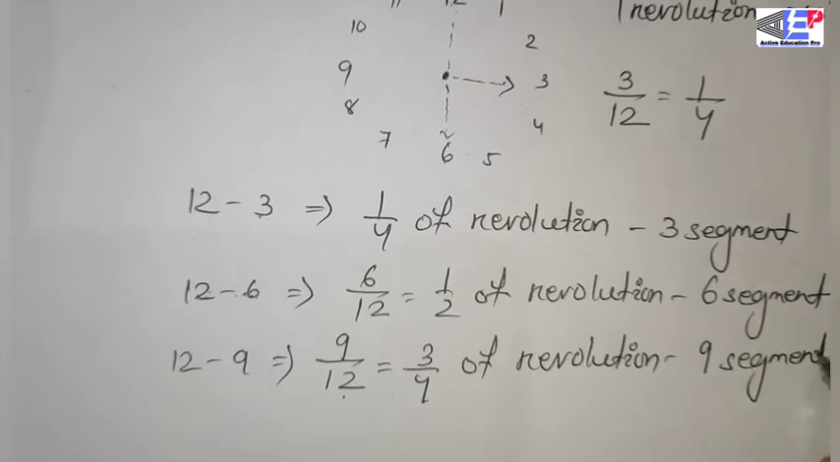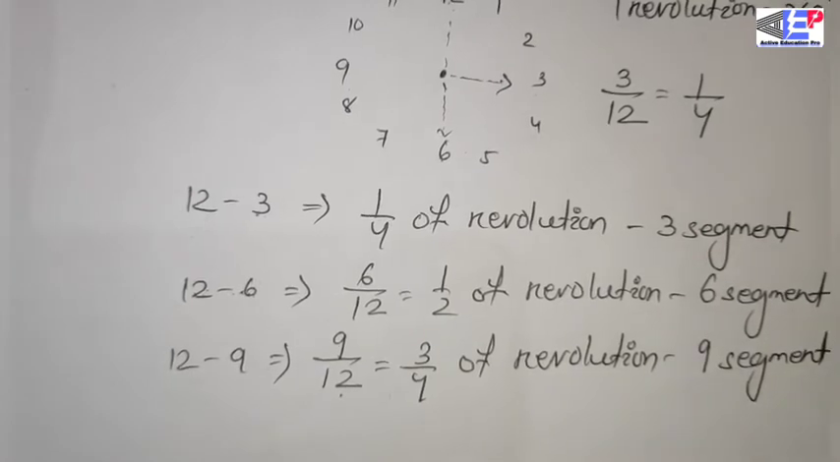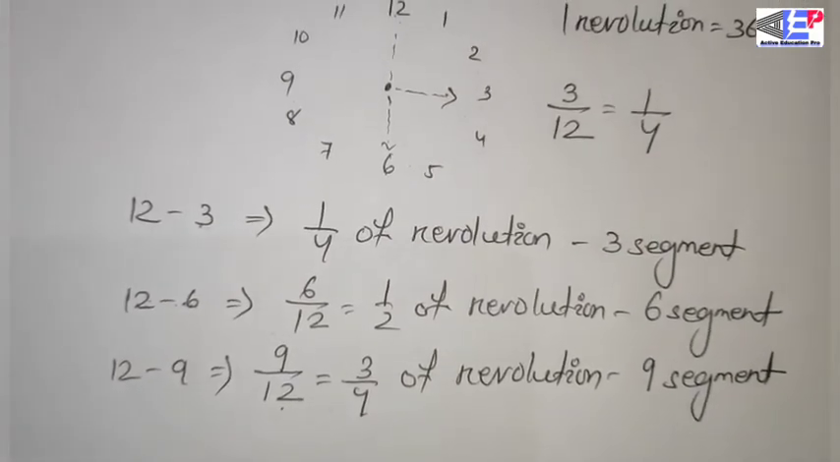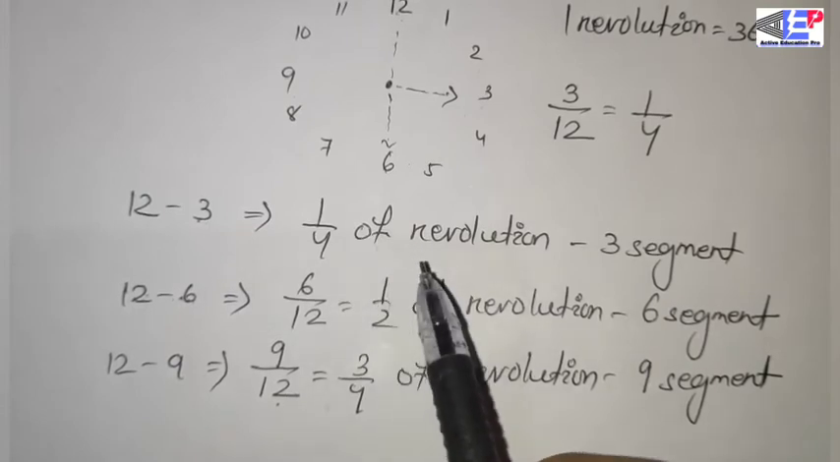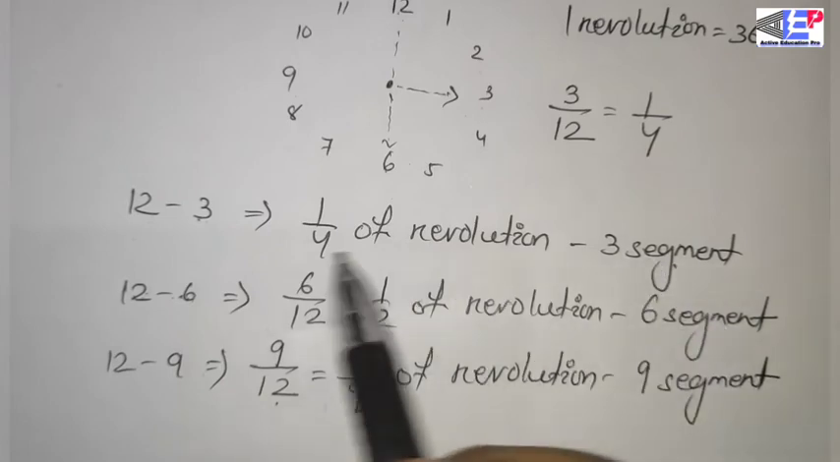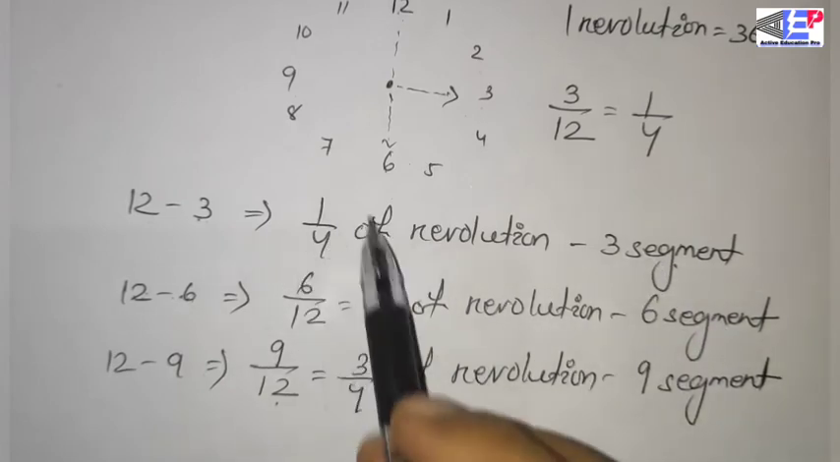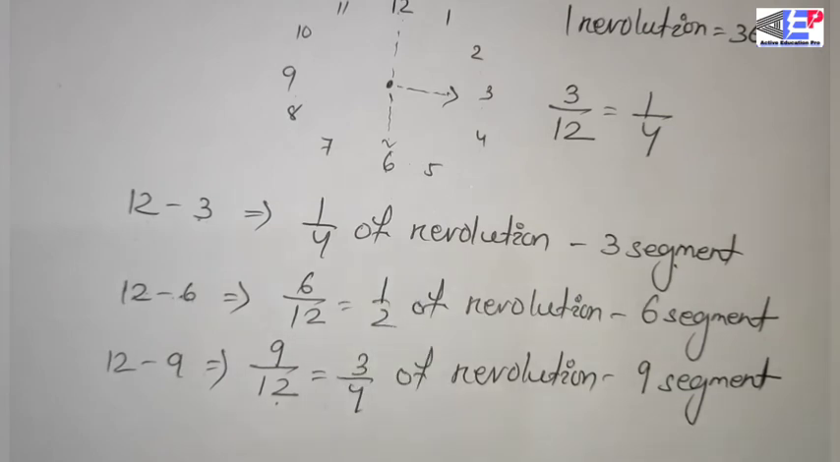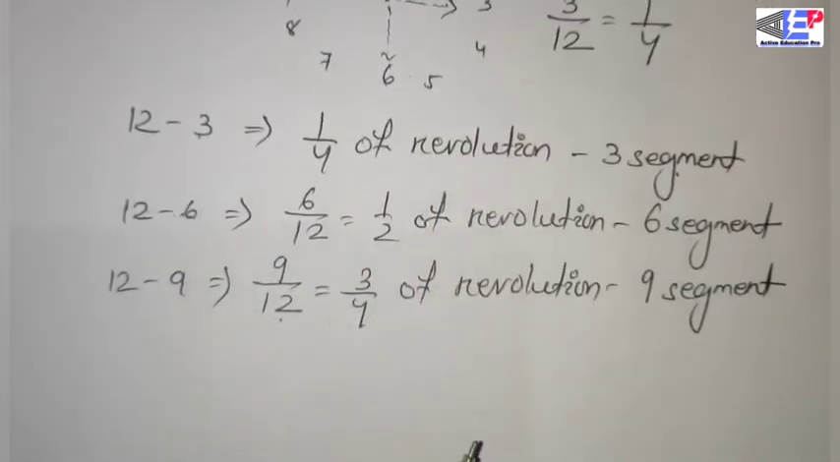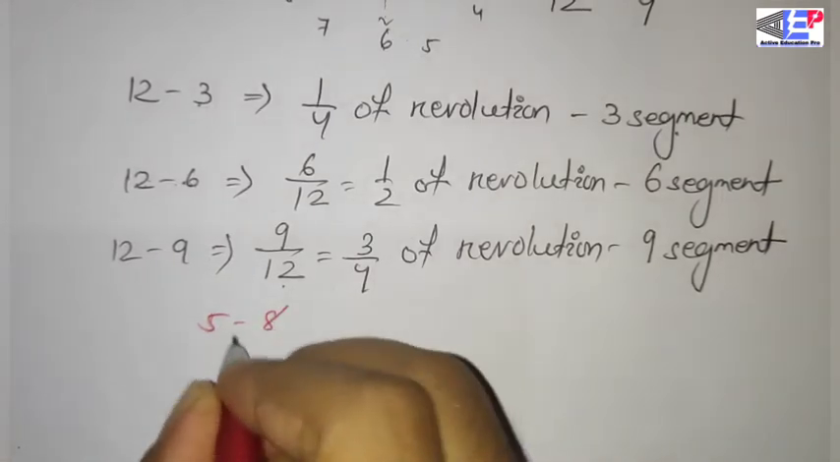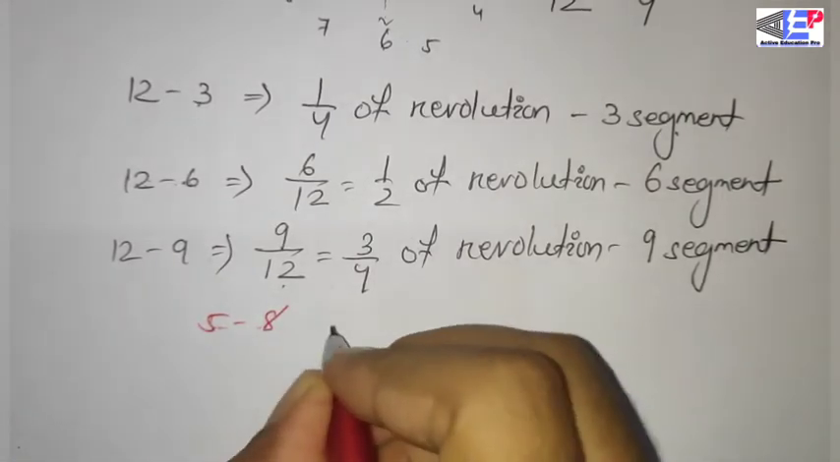If there is a question to record the amount of revolution the hour hand moves, first calculate the equal segments, then find out the amount of revolution in fractional form. Example: if you move from 5 to 8, the gap is 3.